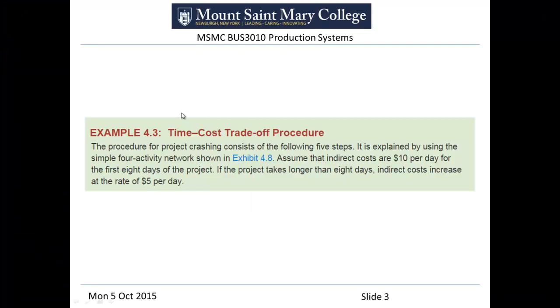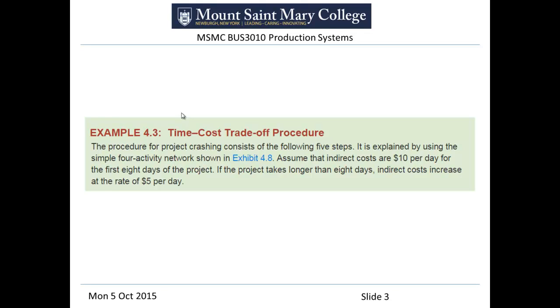So in the slides, this is the statement of the problem. The procedure for project crashing consists of the following 5 steps, explained by using the simple 4-activity network shown in Exhibit 4.8, and assume direct costs are $10 per day, indirect costs are $10 per day for the first 8 days, and once it goes past 8 days, the indirect goes to $15, or as stated here, it increases by 5. We don't really touch on that until we get into class tomorrow and Wednesday.